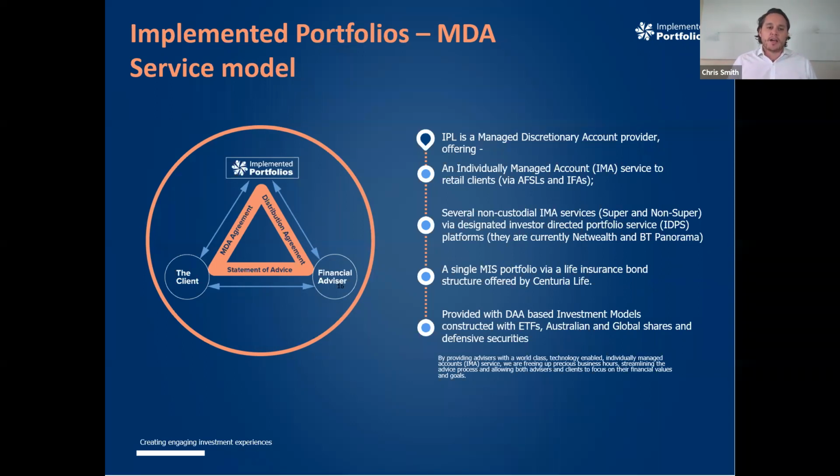So we deliver our MDA through an IMA. That first iteration that Adrian was talking about, we still see the benefits in running an IMA structure, and I'll go through some of those benefits later on. It really comes down to customization of portfolios. So if we can go to the next slide.